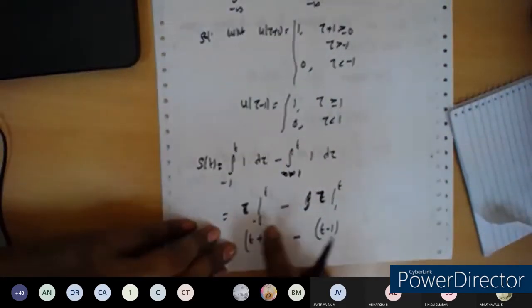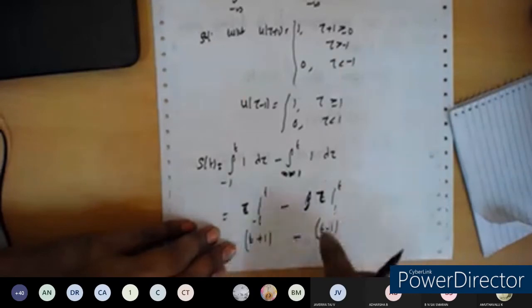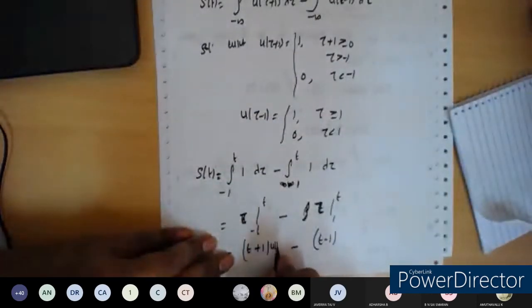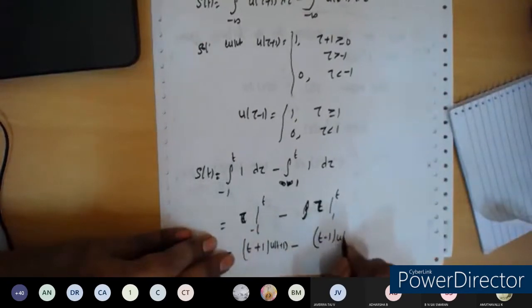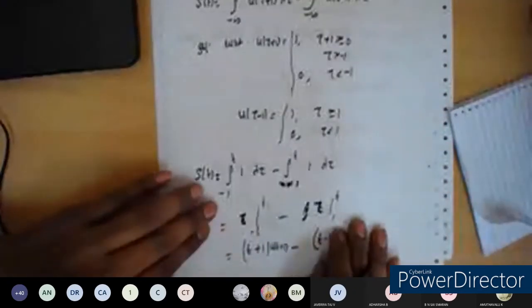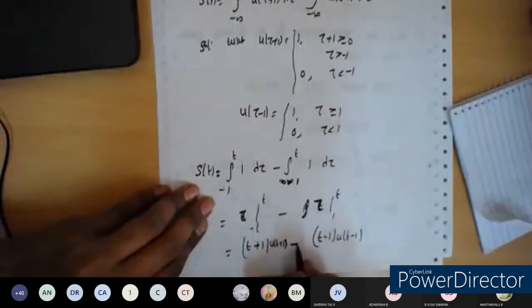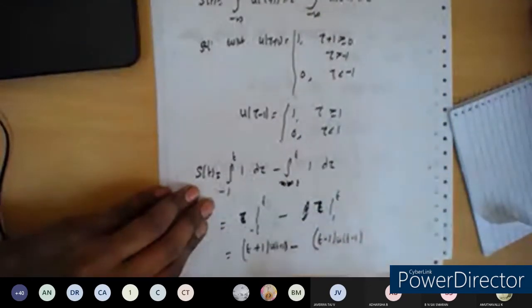So for this one, we should not add here. Why? Because this is having the different unit step functions. So we can write this one as u of t plus 1, and we can write this one as u of t minus 1. Because we have two different time functions, that's why we need to take like this here. So u of t plus 1 and u of t minus 1.